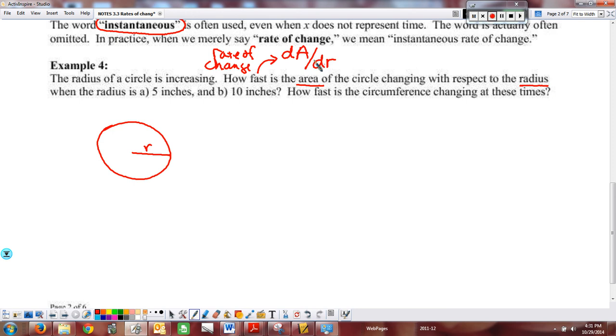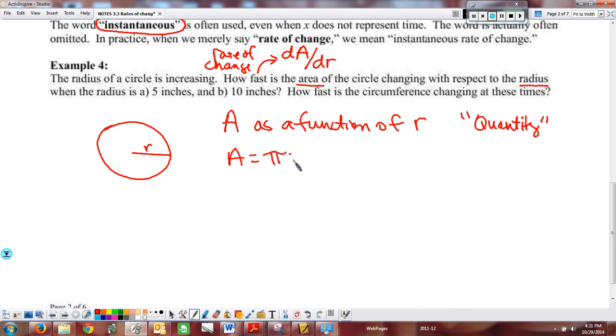Now, because I'm looking at it this way, the function I'm going to start with needs to be my area as a function of the radius. So the formula, our quote-unquote quantity function that we're going to be looking at, is obviously area equals pi r squared. Area as a function of the radius. So that's going to be my quantity function. So I'm going to start with the quantity function.